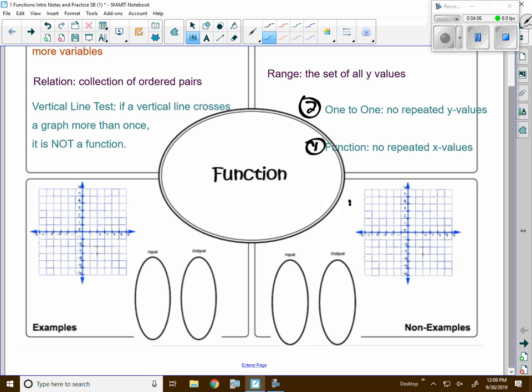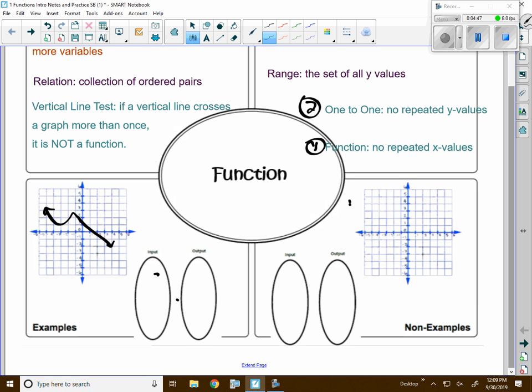I want you to draw an example of a function right here on your paper. It doesn't matter what yours looks like, but it has to pass the vertical line test. You could draw something like this. You could draw a straight line. That works. You could draw a parabola. That works. You can draw something like this. That would be fine. That's a function. So anything there that passes the vertical line test is fine.